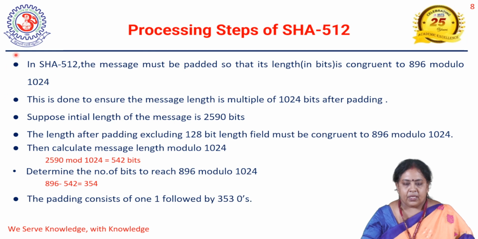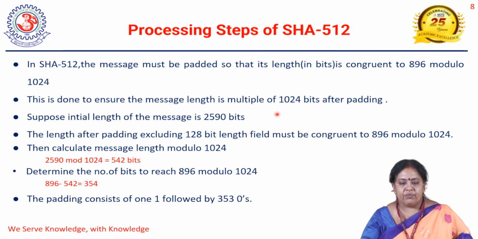So what is the main requirement? We must ensure that the message length is a multiple of 1024 bits. So we have to perform padding. Padding means adding zeros, adding extra bits. How do you calculate how many bits to add? Suppose the original message length is 2590 bits. And the criteria here is you have to add an extra 128 bits.